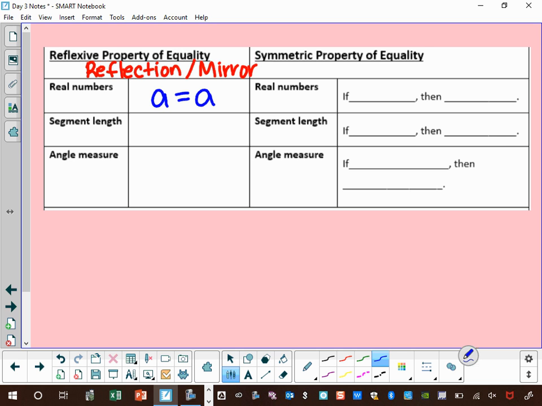Alright, for segment length, if I have segment AB, it's equal to segment AB. So AB equals AB. Now reflexive property, what you see is what you get. It's like looking in the mirror. Your angle measure, if I have the measure of angle A, it's going to equal the measure of angle A.